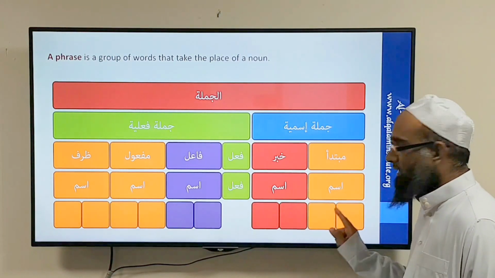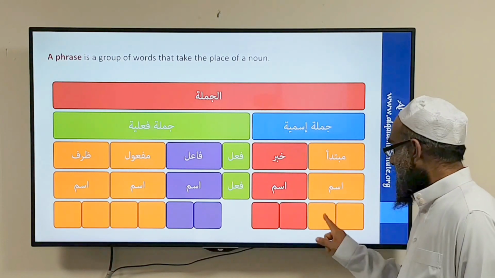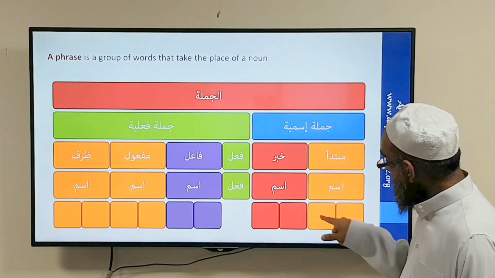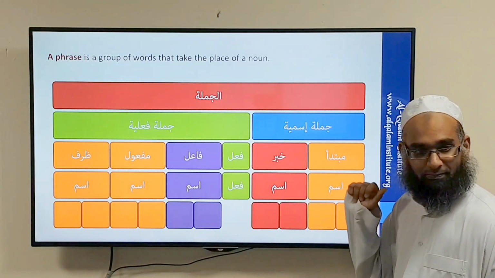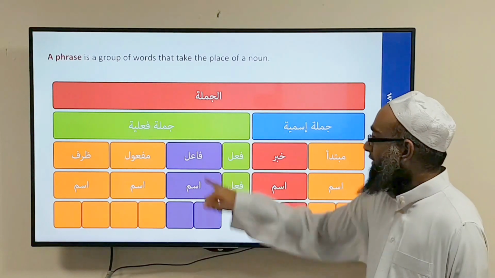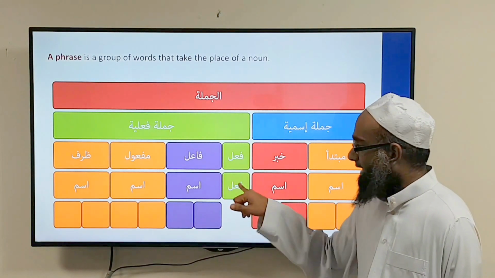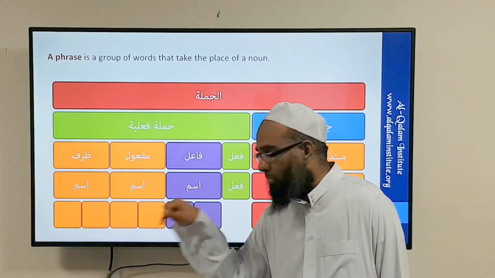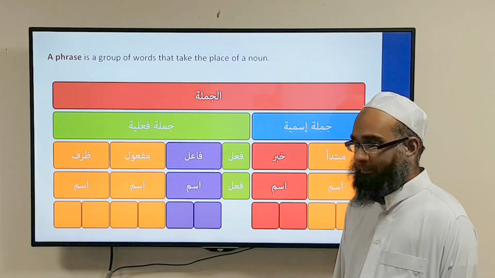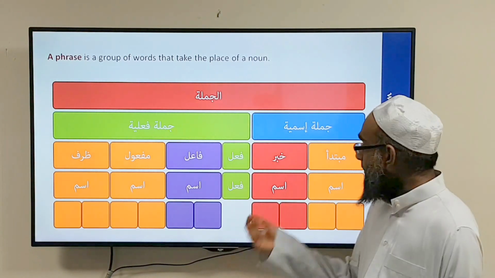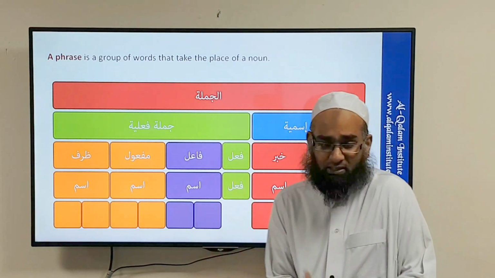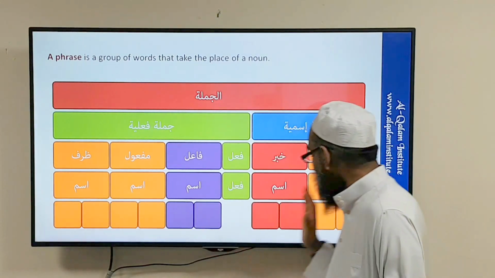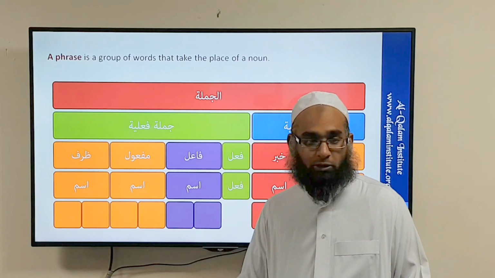So for example, mubtada khabar, I'll give you an example for now. The boy is healthy. The small boy is healthy. You get what I'm saying? Fa'il: the big boy kicked. The big boy kicked the small ball. You get what I'm saying? Now, the fa'il can't happen to the fa'il because the fa'il is a verb, it's not a noun. But wherever a noun would normally come, you can now split that ism into two or more words.